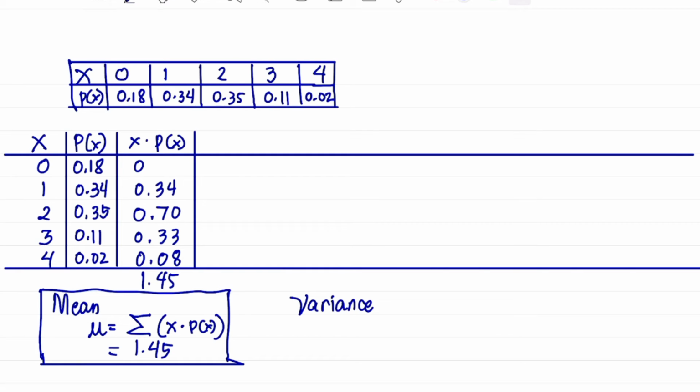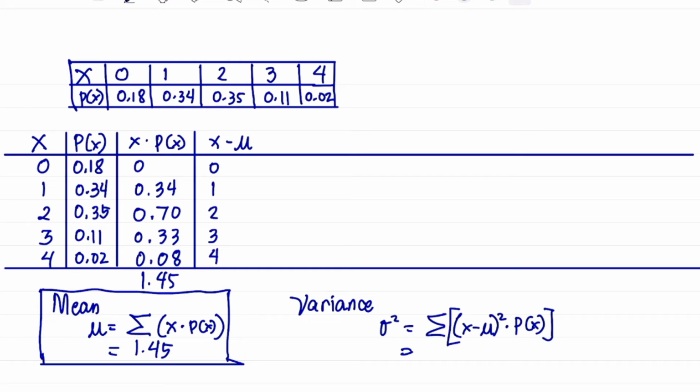In computing the variance, sigma squared is equal to summation of x minus mu squared times p of x. Okay, first thing to do, find the x minus mu. So x minus mean. So our x values, we have 0, 1, 2, 3, and 4. Minus the computed mean, 1.45. Subtract 1.45 in each value of the random variable.